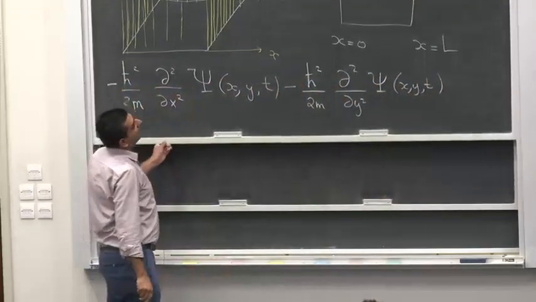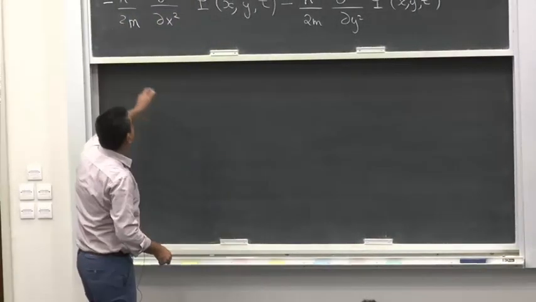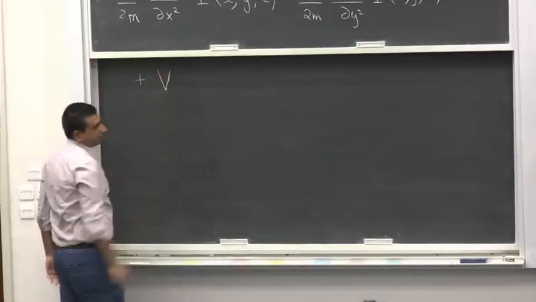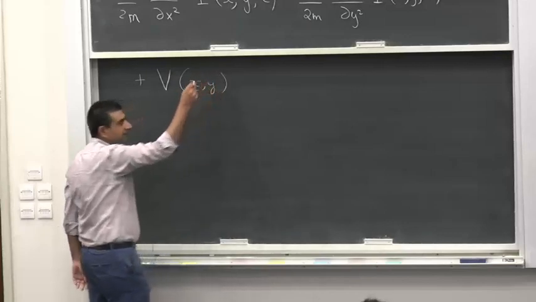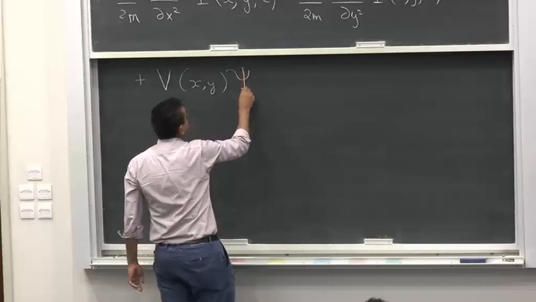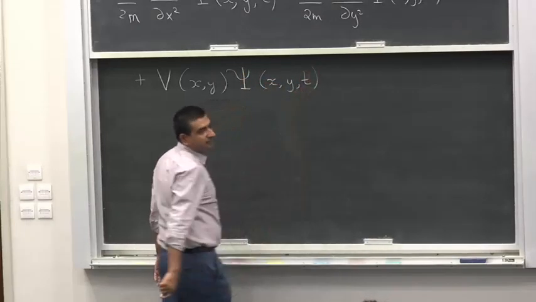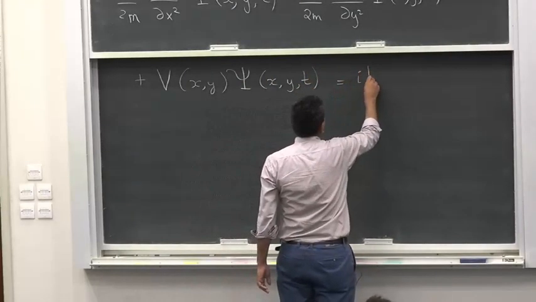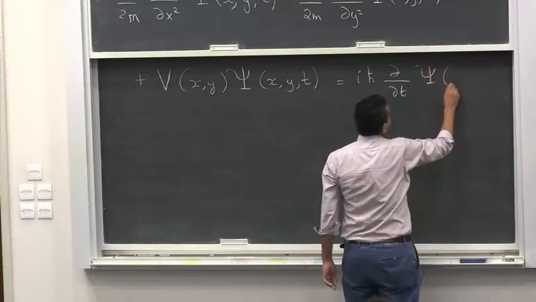Okay, so I'm short of space, so I'm going to extend this equation as a multi-line equation. I'm going to the next line here, plus the potential energy, which is now a function of x and y, not just x, times psi of x, y, t. This must equal i h bar times the time derivative of the wave function.